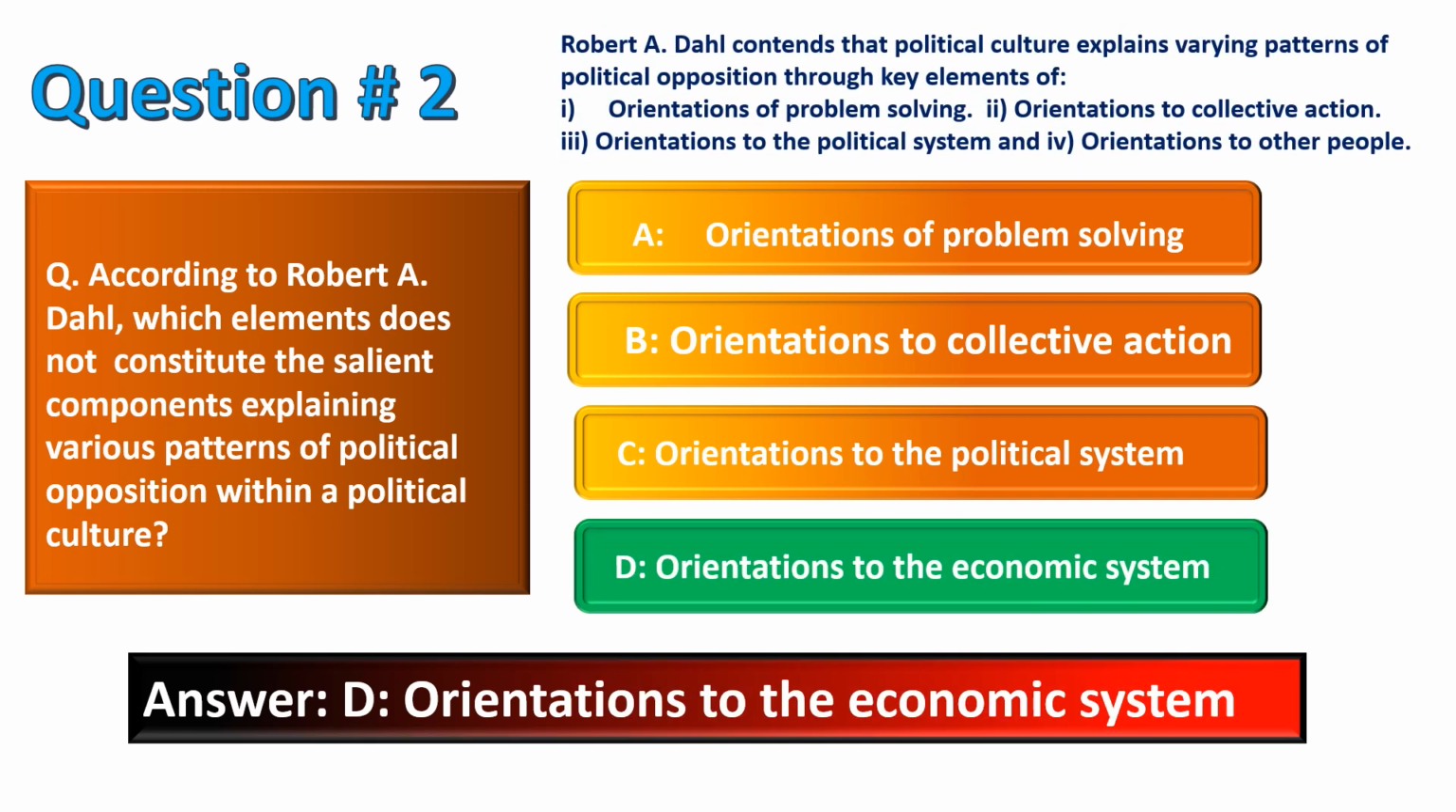Let us know some important facts. Robert et al. contends that political culture explains varying patterns of political opposition through key elements of orientation of problem solving, orientation to collective action, orientations to political system, and orientation to other people.